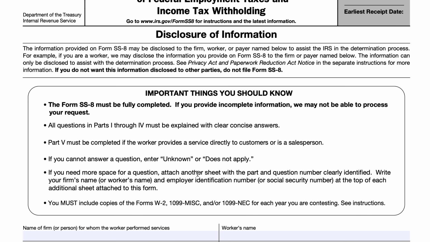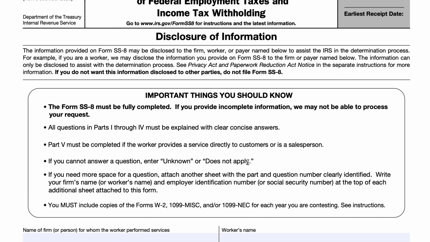You must include copies of your tax documents, so your W-2, your 1099s, whether it's a MISC or an NEC file. MISC used to be what independent contractors got. Now more and more companies are issuing 1099 NEC, non-employee compensation. If you need additional space, you can always attach additional paper to complete it.